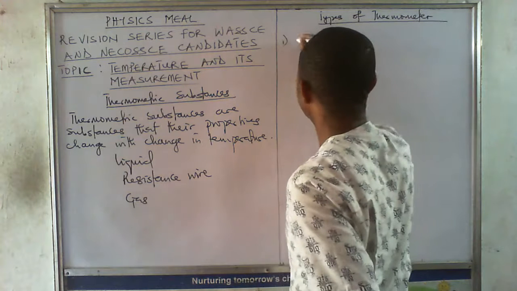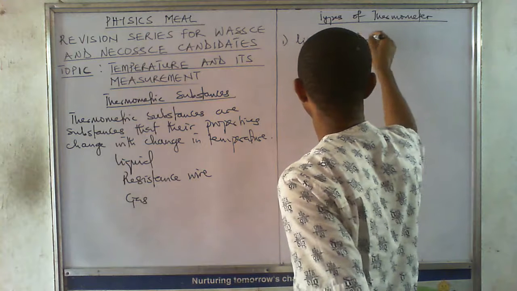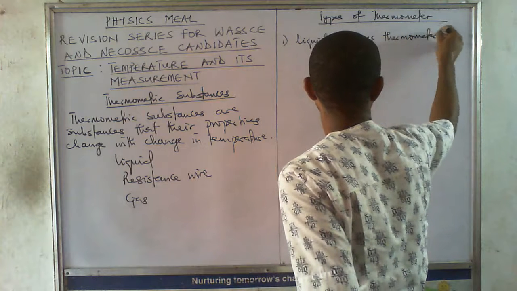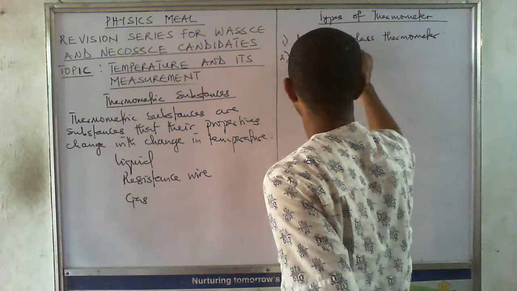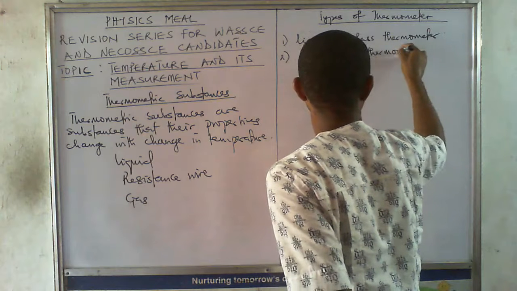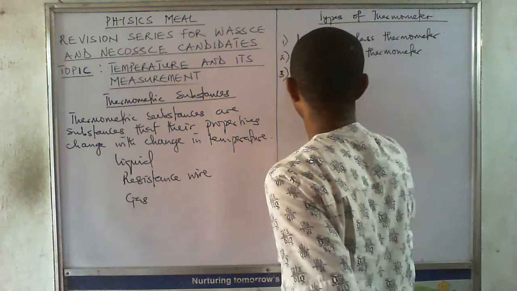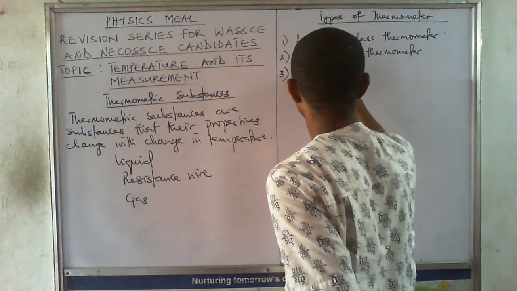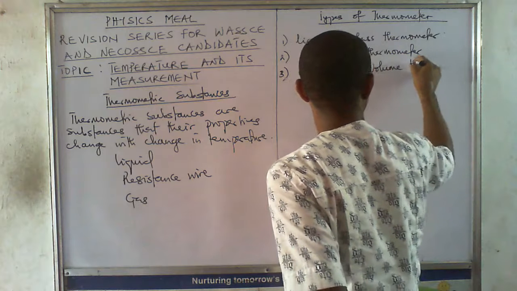Types of thermometer, we have liquid in glass thermometer, we have resistance thermometer, and we have constant gas volume thermometer.